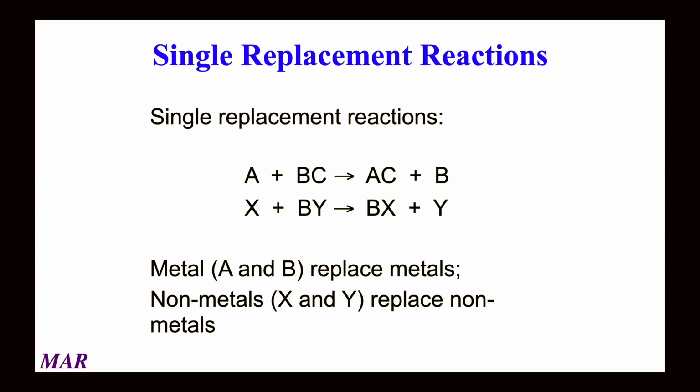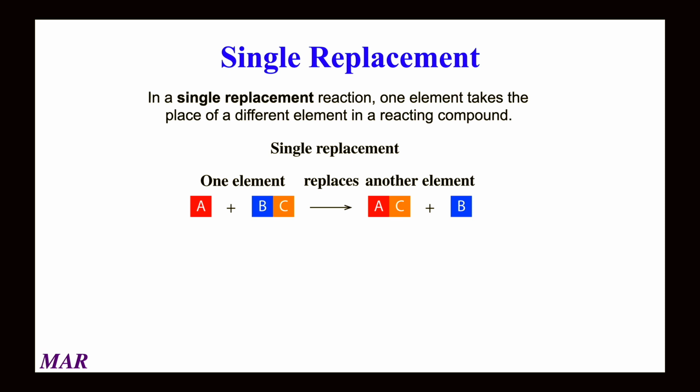Single replacement reactions are again where two species that are similar to each other are trading places. In A and B here trading places, those would both be metals or positive ions. In the second example, X and Y would be trading places. Those would both be nonmetals or negative. And that's the only important part of this particular section. Make sure the metal trades with the metal or the nonmetal trades with the nonmetal. Here's a little picture version of it.